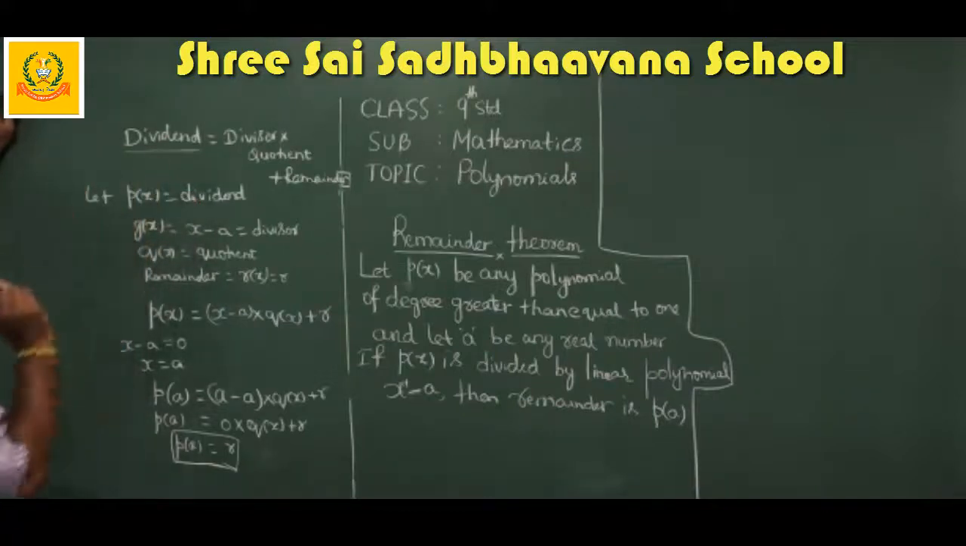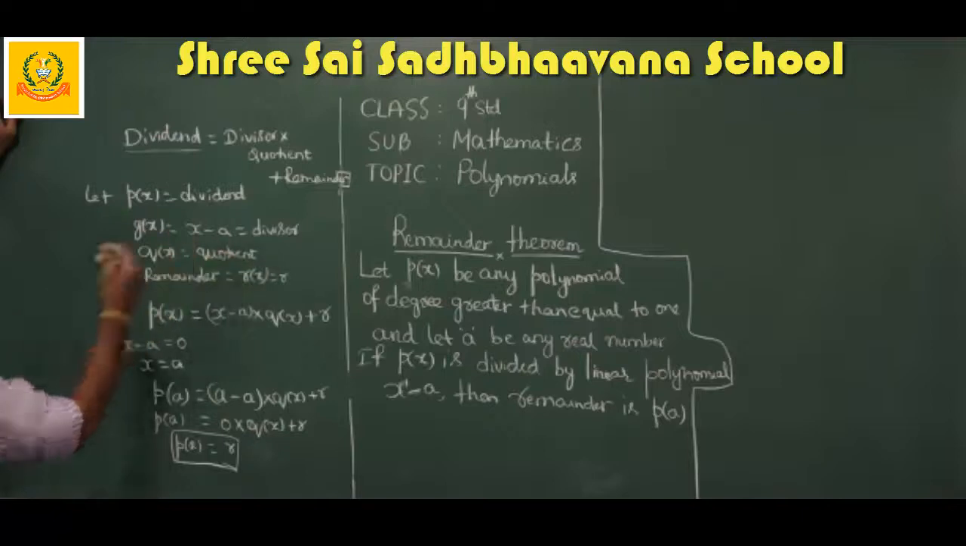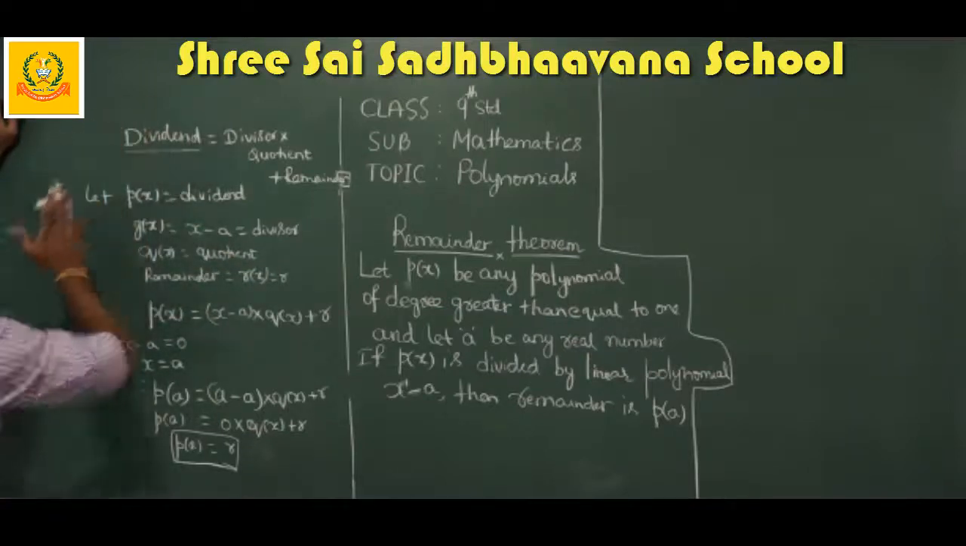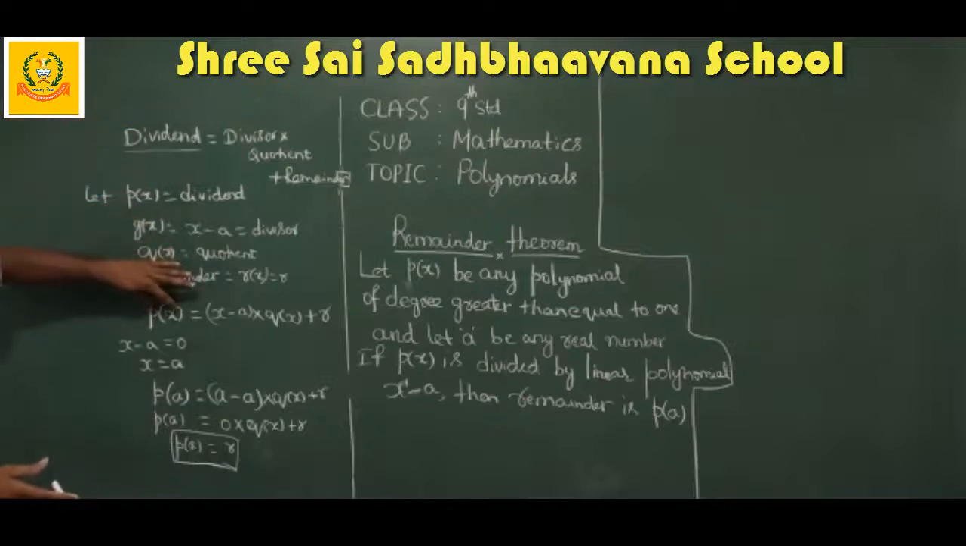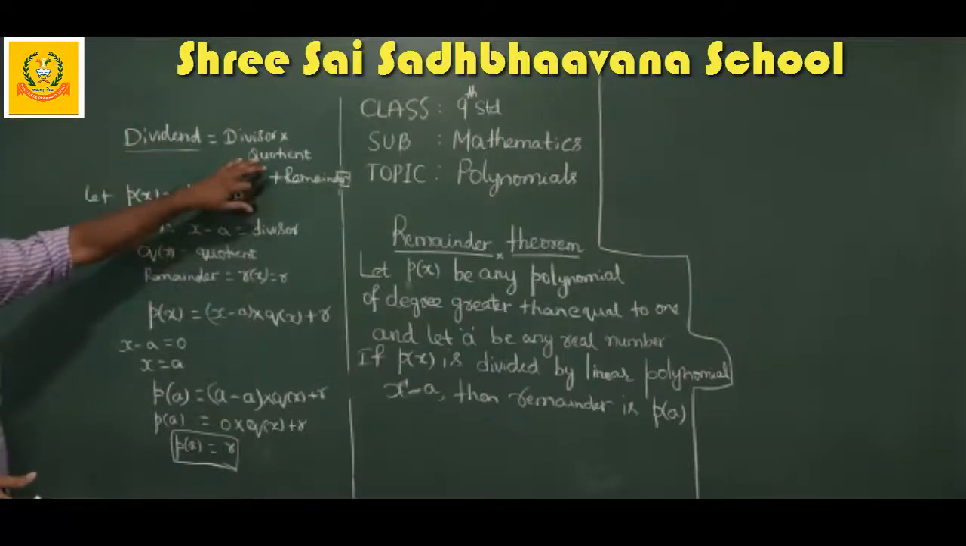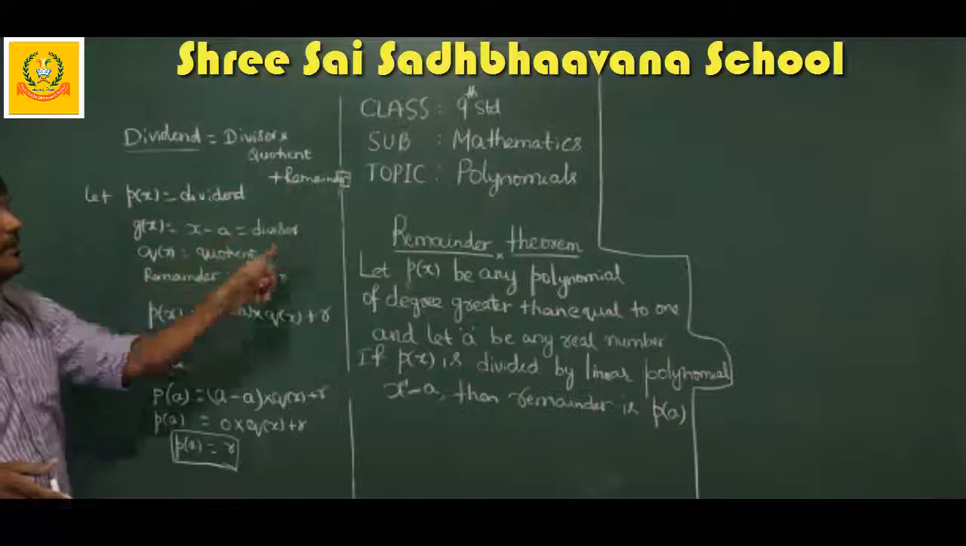So let P of x be the dividend. So we are considering the polynomial P of x, which is a dividend, and g of x is considered as a linear polynomial, which is x minus a. x minus a can be x minus 2, x minus 3 when you take it as a sum, anything is fine. So x minus a is the divisor. The quotient I am assuming as q of x, the remainder I am assuming as r. So just substitute these values in this formula. Dividend is P of x, divisor is x minus a, and quotient q of x plus remainder is r.